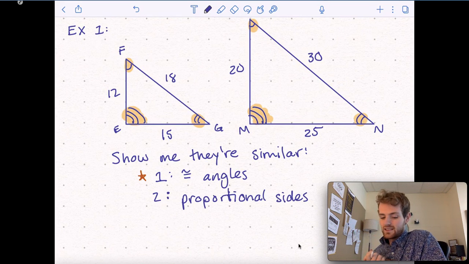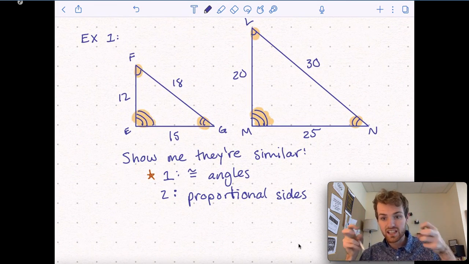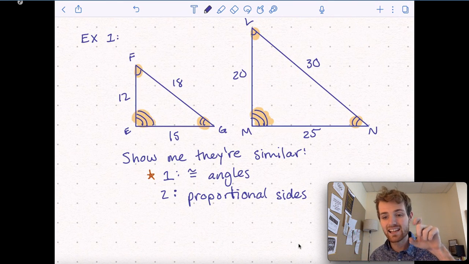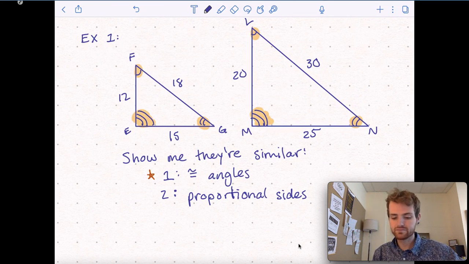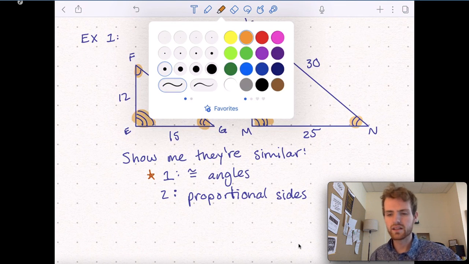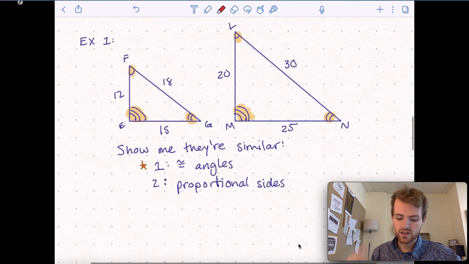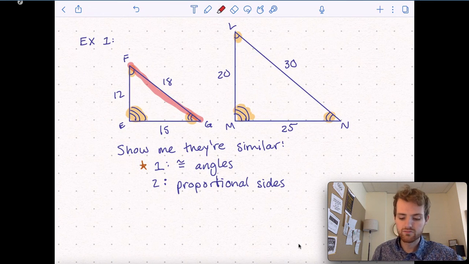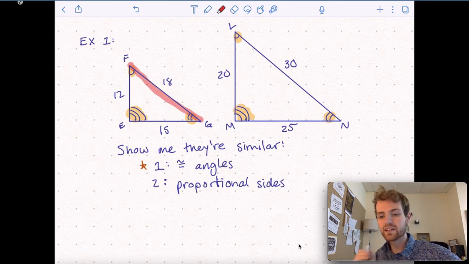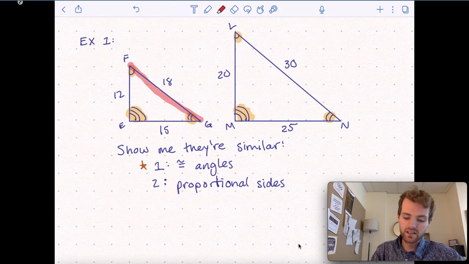When we look for proportional sides, what we're looking for is we want the k value, our scale factor, to be the same for each pair of sides. I'll break this down here in a bit. First, we want to set up our proportion. So, if I look at this side, FG, what side on the big triangle corresponds with FG? Here, the triangles are set up nicely that we can see it as LN.